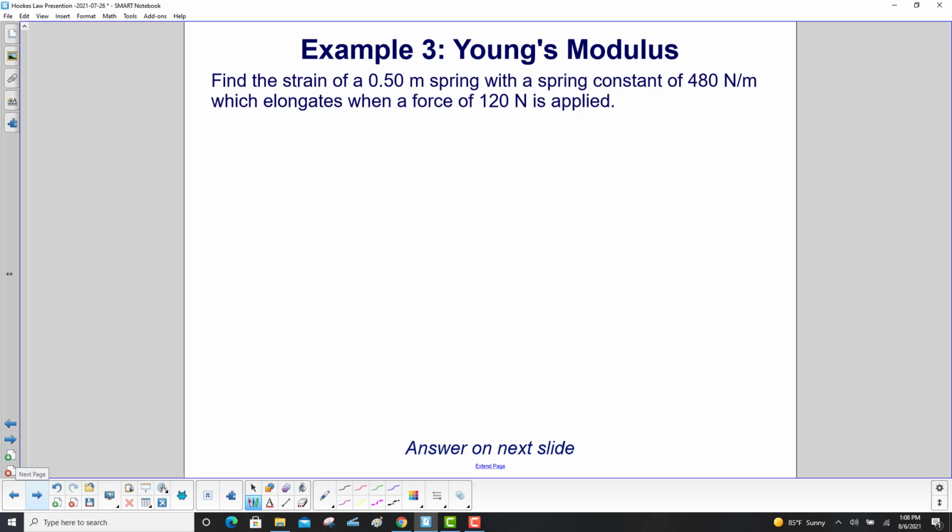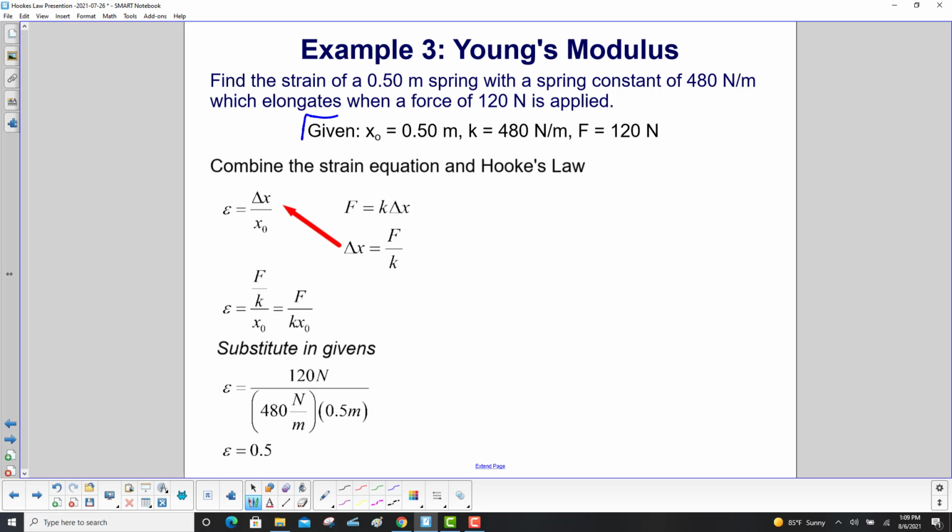Find the strain of a 0.50 meter spring with a spring constant of 480 newtons per meter, which elongates when a force of 120 newtons is applied. Here are the givens. And notice we haven't said how much it will elongate, and it turns out we don't need that, even though the strain equation has the elongation right there. But we're going to use Hooke's law, where F is equal to k delta x, or delta x is F over k. Substitute that in. We're down here. So the strain is F over k x0. Now we can substitute in our givens, and we find that the strain, or epsilon, is 0.5, and it is unitless.